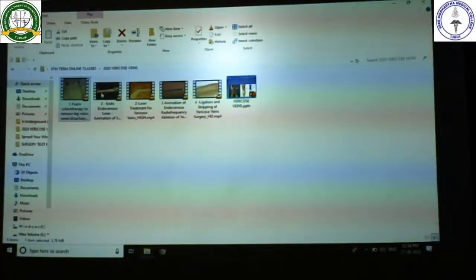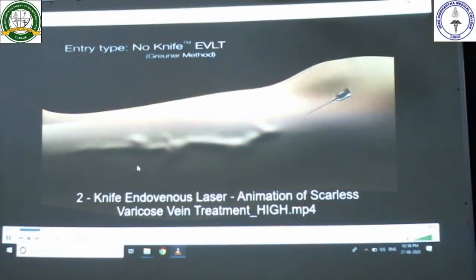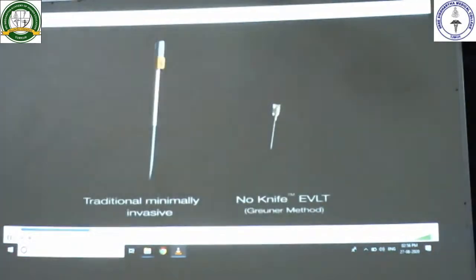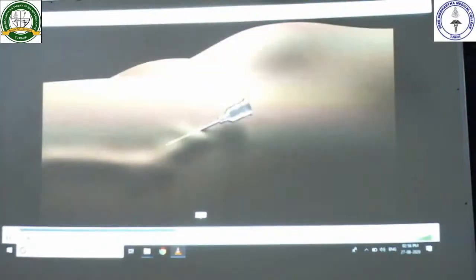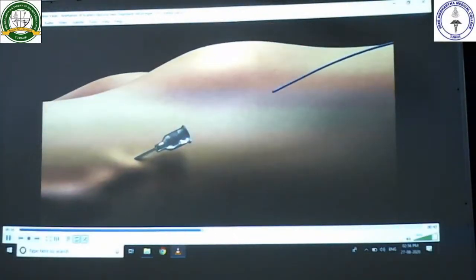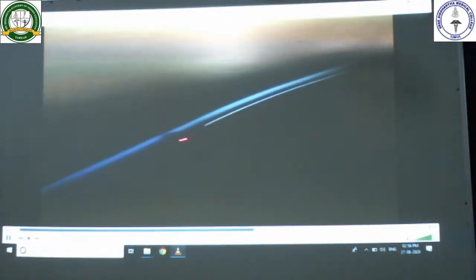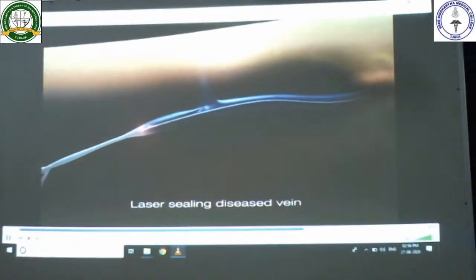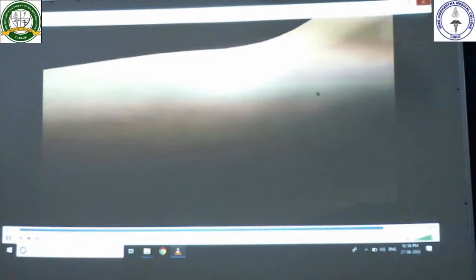One more is endovascular laser ablation. So how are they doing it? This is an animated video showing endovascular laser ablation. Here first they will cannulate the vein, then via the vein they will insert the catheter. At the tip of the catheter there will be a laser beam, and they will destroy the vein. So this is called endovascular laser ablation.